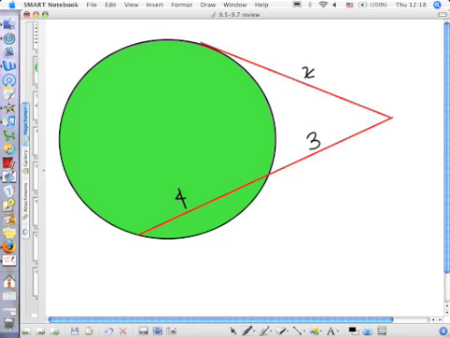Whenever you do a tangent, do you multiply it times itself? Yes. You multiply it by itself because the outside portion and the whole thing are the same thing. So you just square it, basically.